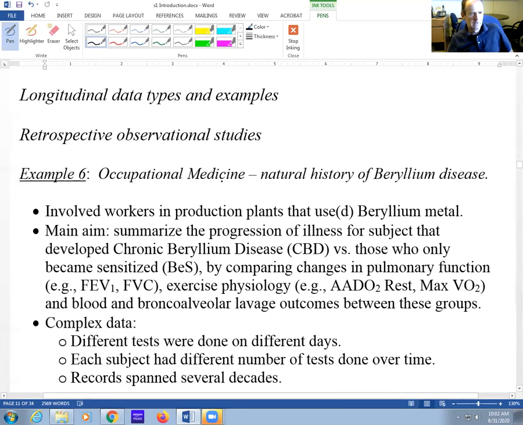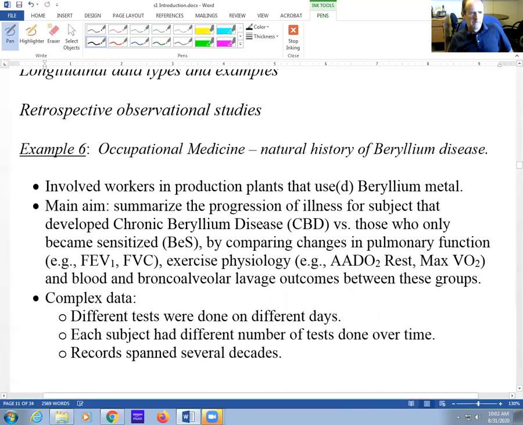One of them is a long study that the occupational medicine group has been involved with. And so we looked at the natural history of beryllium disease. So beryllium is a metal that's created in certain plants. And for example, Rocky Flats, if you guys are familiar with the history of this area, there was a plant just northwest of town called Rocky Flats, and they used beryllium metal in creating bombs. And that plant is now closed.